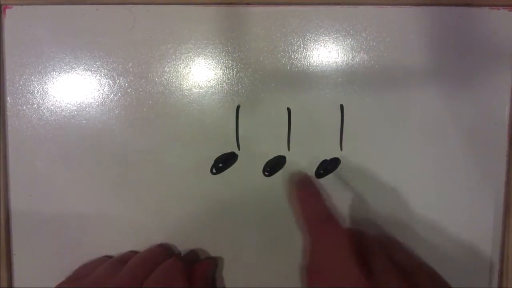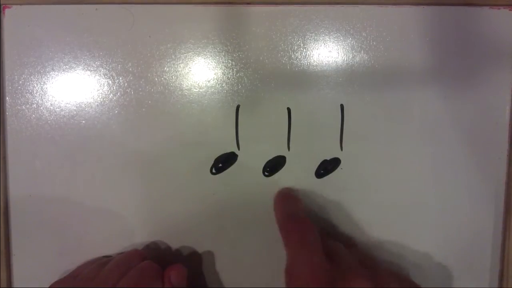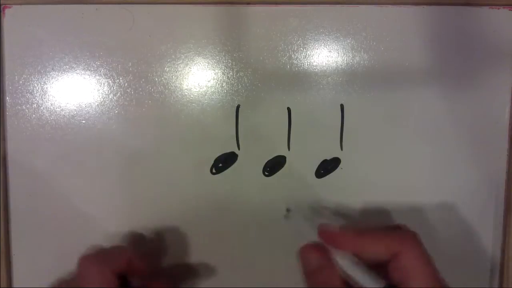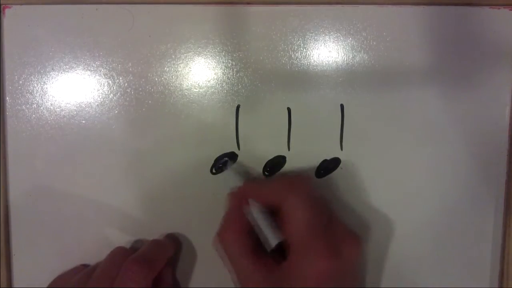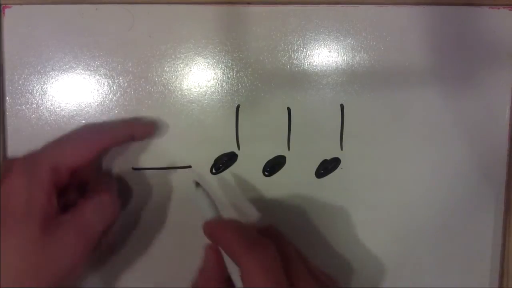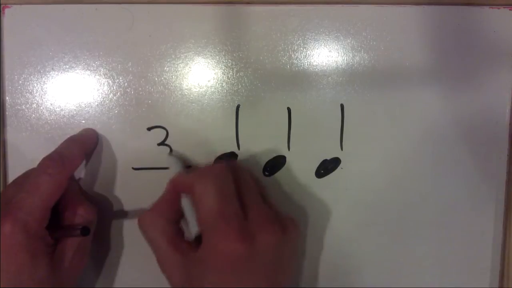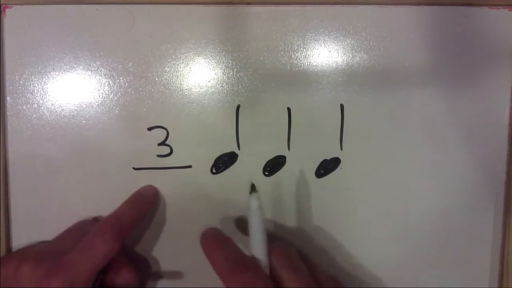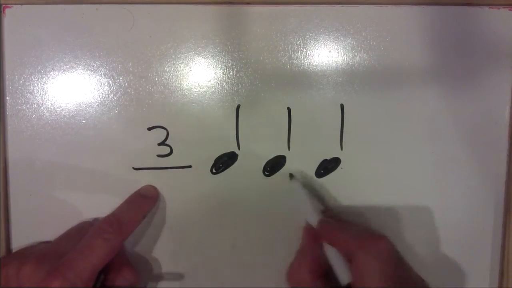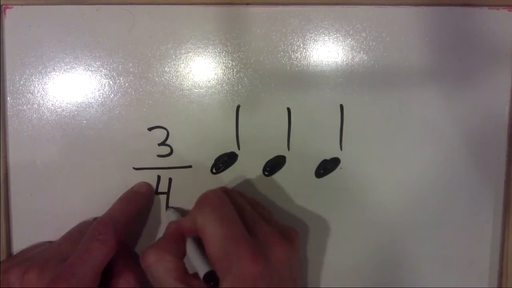So we need to write the time signature for this. This number here tells me how many, 1, 2, 3. And this tells me what, how many what, quarter notes. Quarter notes are represented by number 4.